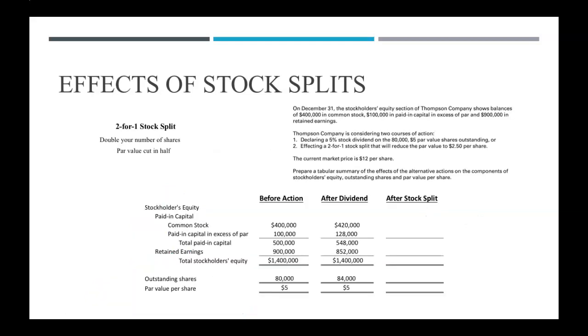So now we can start filling out the information over here for after stock split. We know that we're going to double our shares. We're not looking at the after dividend section right now. We are just looking at the before action. Before the action, we had 80,000 shares. We're doubling that. So now we have 160,000. And then it told us that our par value was going to be $2.50. Now, the rest of the information is exactly the same as your before action. None of that changes with a stock split.